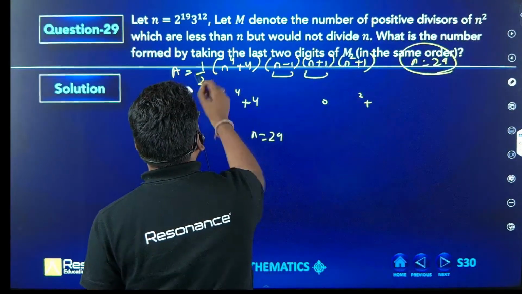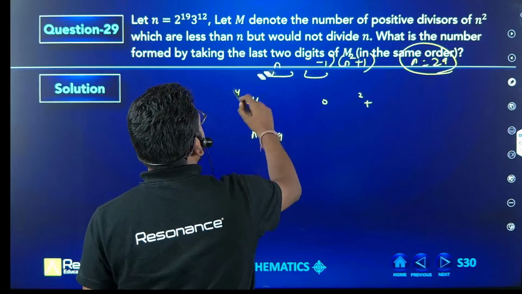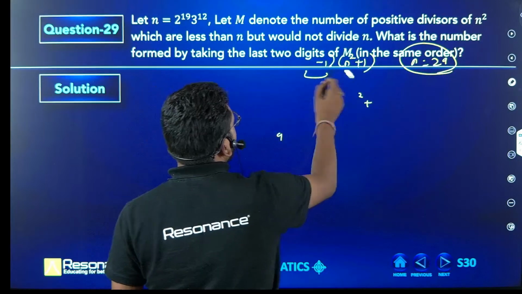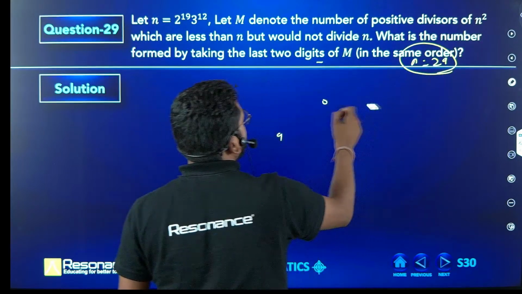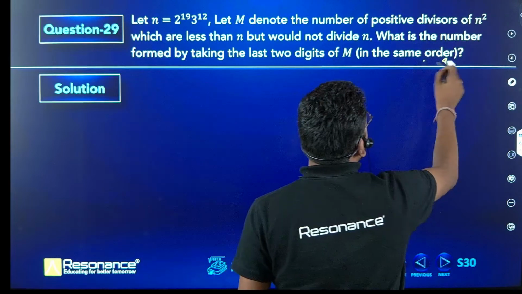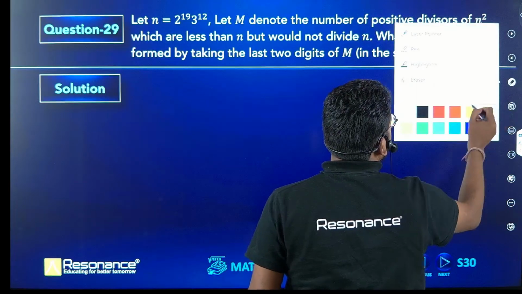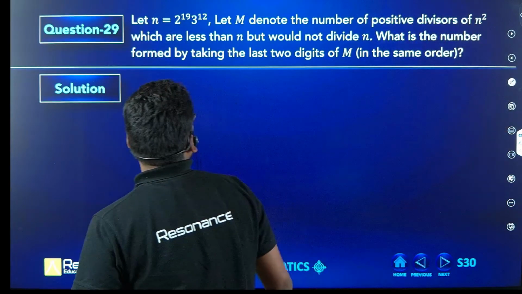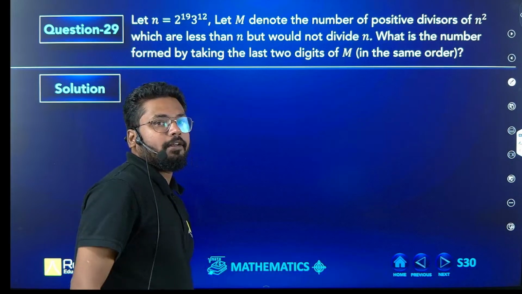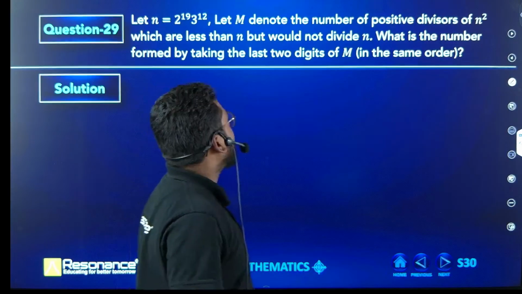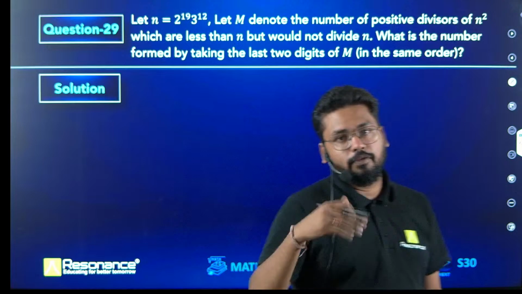So question number 29, let n equals 2 raised to the power 19, 3 raised to the power 12, and let m denote the number of positive divisors of n square which are less than n but would not divide n. What is the number formed by taking the last 2 digits of m? First we have to find the value of m.